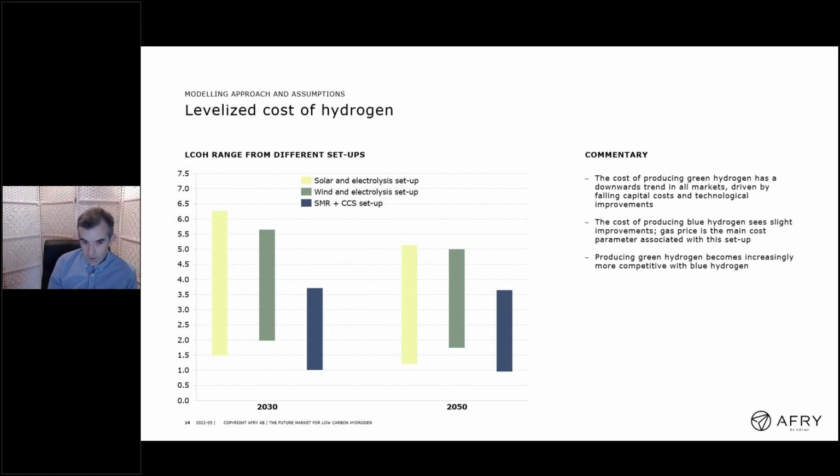It shows the range for each of the 3 setups we have assumed. So we have a solar plus electrolysis option in each region, we have a wind plus electrolysis option in each region, and we have a blue hydrogen conventional steam methane reforming with CCS option in each region. And there are 3 different ways, therefore, of producing hydrogen.